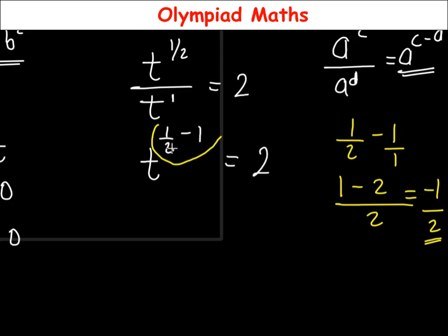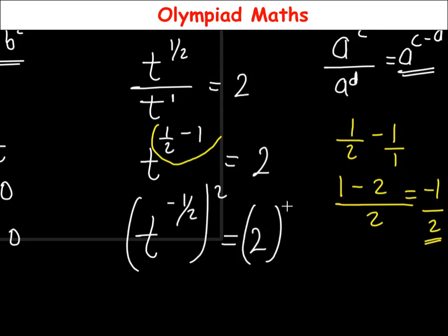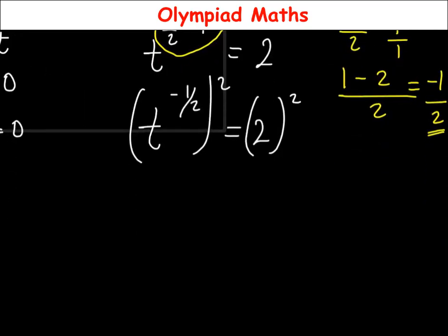Now, that means that in place of 1 over 2 minus 1, the value is minus half. So therefore, t raised to power minus half is equal to 2. At this junction, we are going to square both sides of the equation, so all squared.